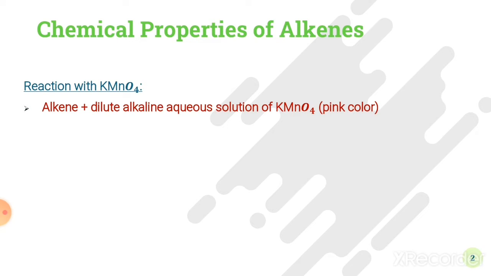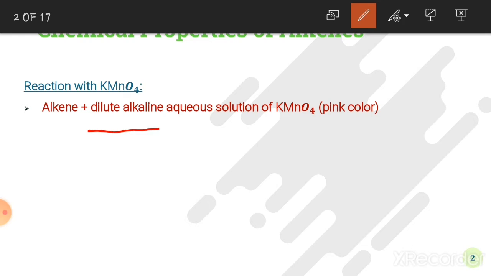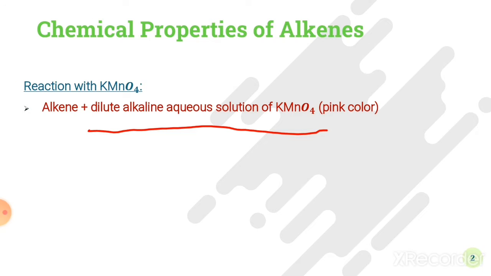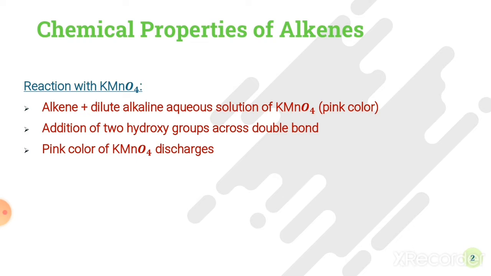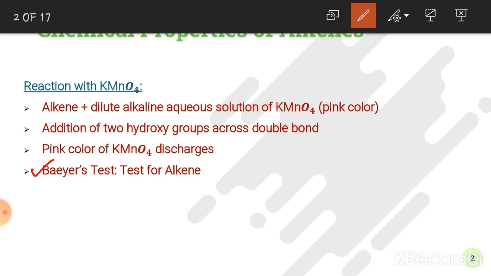Now, when alkenes are treated with dilute alkaline aqueous solution of potassium permanganate, then there is the addition of two hydroxyl groups across the double bond. And when that happens, the pink color of the potassium permanganate discharges. So, with the discharge in the color of the reaction mixture, we may identify that chemical substance as an alkene. The name for this test is called the Bayer's test.